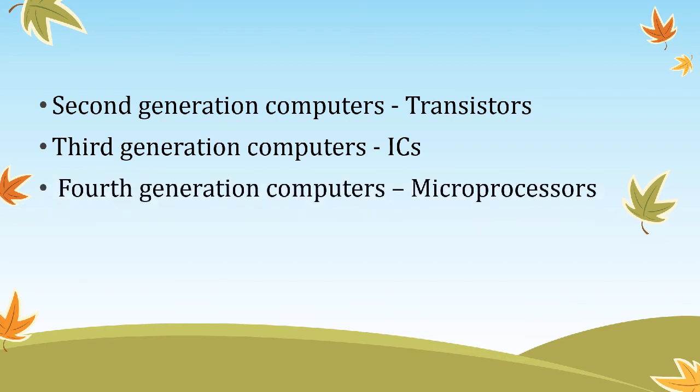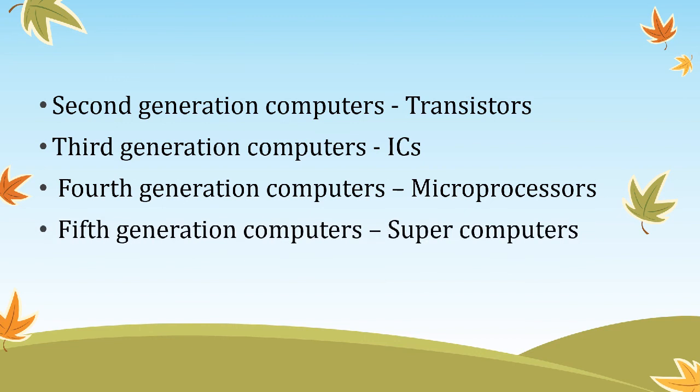Next we have seen the fourth generation computers. In fourth generation computers, microprocessors are the main components. It's a type of VLSI, that is, very large scale integrated circuit. It contains all the components of the CPU on a single chip. Examples are IBM PC and Apple Macintosh.